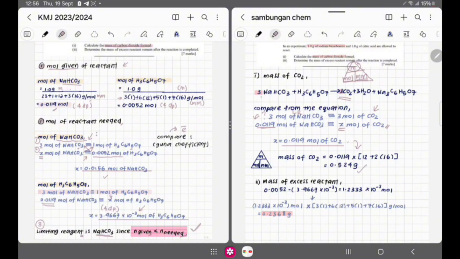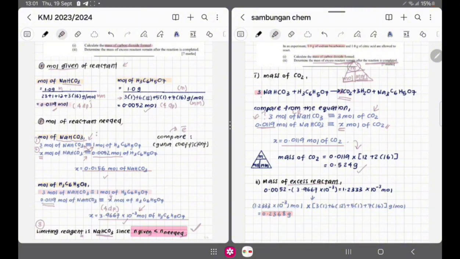So next question dia kata determine mass of excess reactant remain after the reaction is completed. So in this case, who is our excess reactant? It is citric acid. Okay, kenapa citric acid? Sebab mole given dia adalah 0.0052 mole. Tapi the actual mole needed is 3.967 times 10 power of negative 3. So maksudnya mole yang dia guna tu is more than the mole that is actually needed.